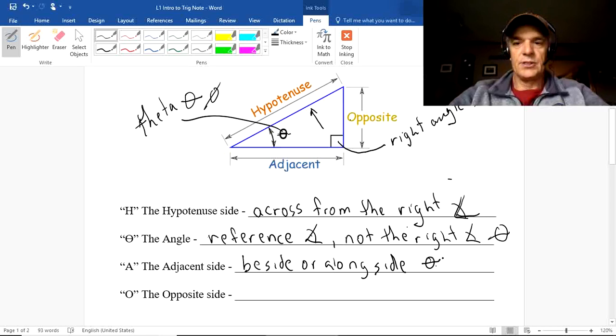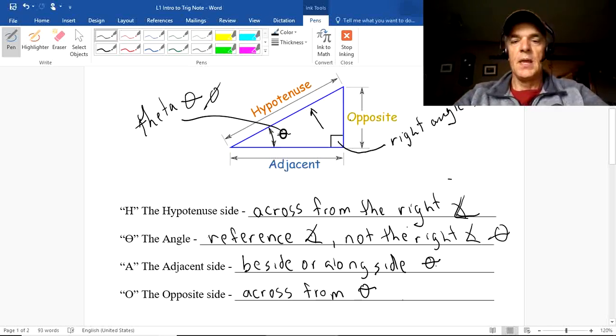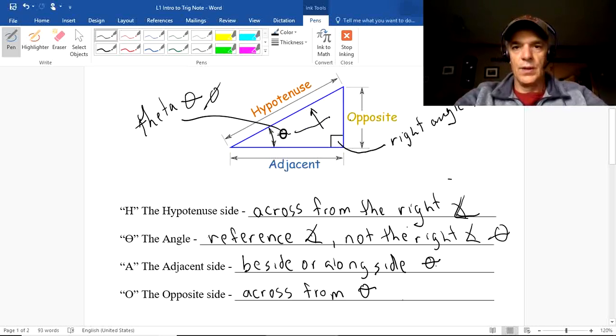Okay? So it has to be part of what makes the angle for theta, beside or alongside theta. And then we have one more side, I apologize, which is referred to as the opposite side. And it is across from theta. Just like the hypotenuse is across from the right angle, the opposite side is across from theta.